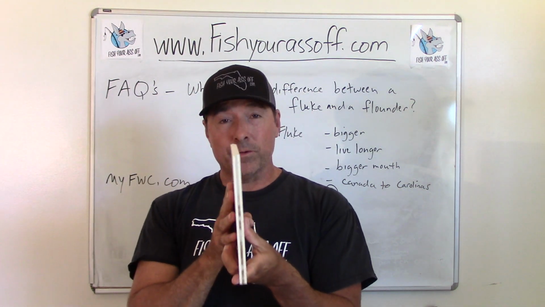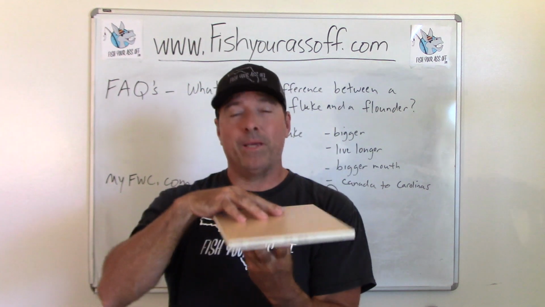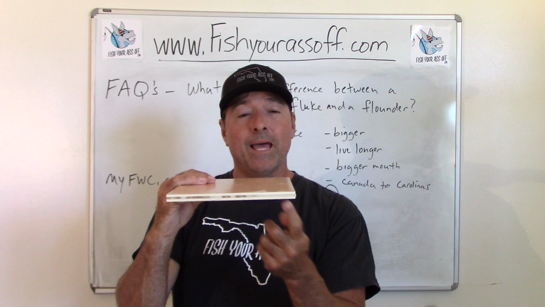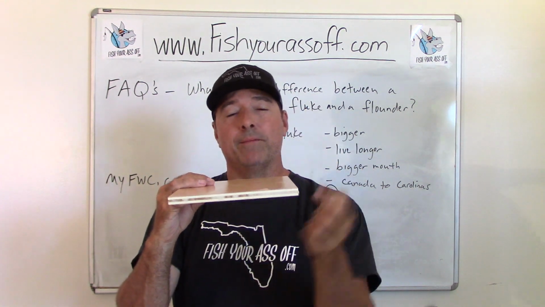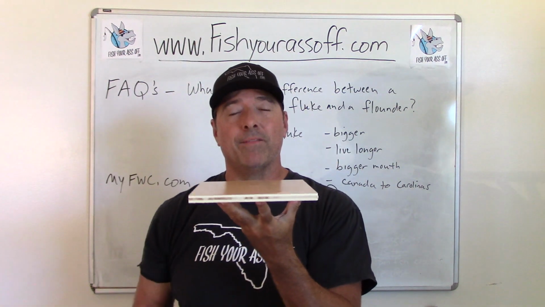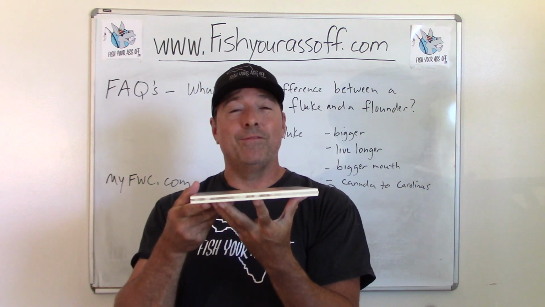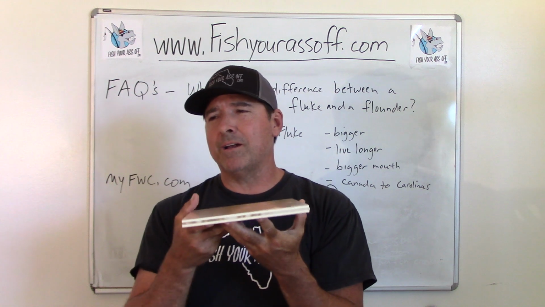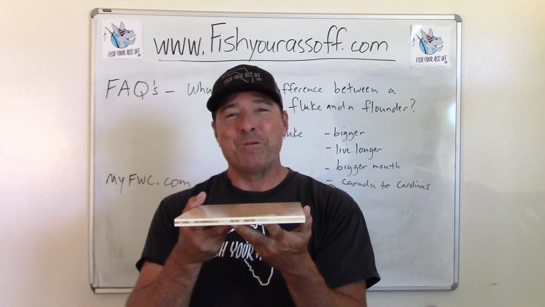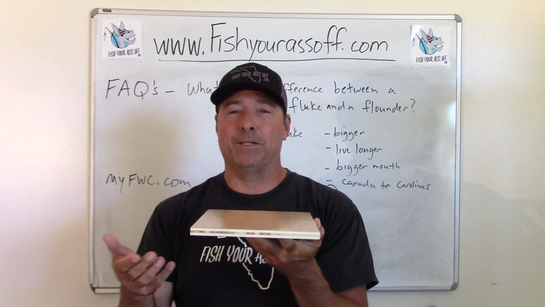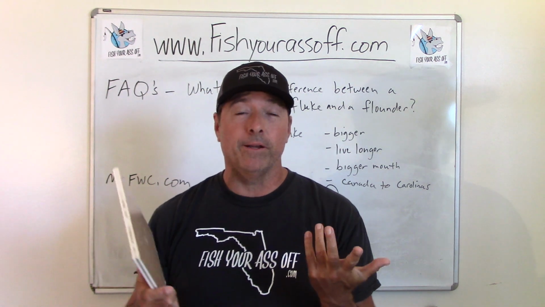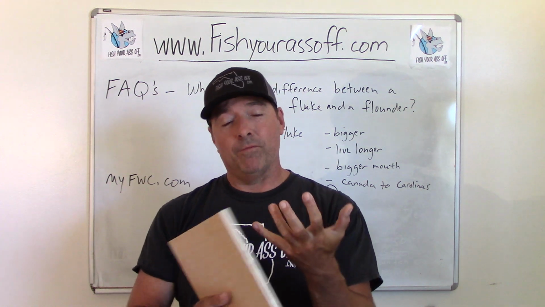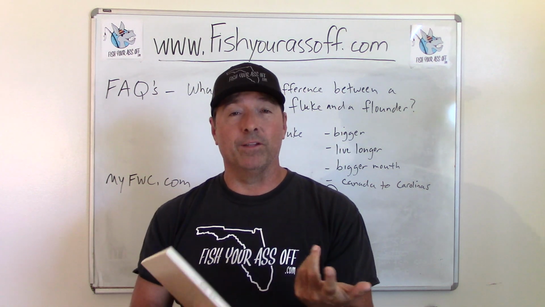Now if this was a fluke, it picks the left side to be the bottom. So that eyeball on the left has to migrate to the right side of the body, because it's going to live its life like a flatfish. So it's very confusing. You can't really tell, well, is that a right-sided or a left-sided fish? It's really hard with these flatfish because they look so similar to each other. But there are some other differences between the Gulf flounder, the southern flounder, and a fluke.